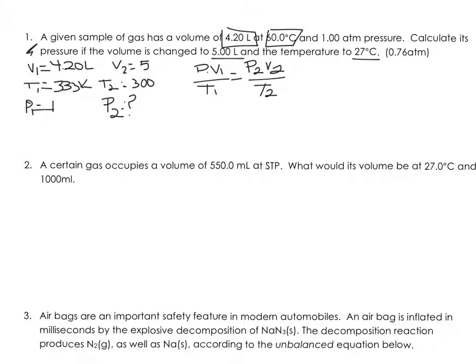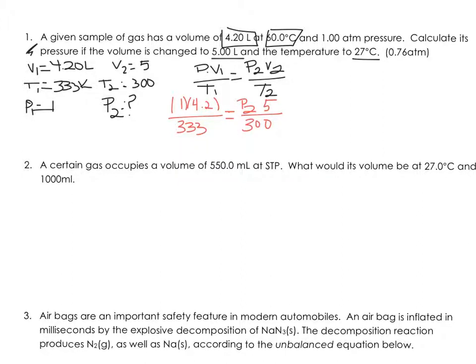All right, now this can be found in the back of your reference table. You don't have to memorize it. So now I'm going to plug in. P1 is 1 times 4.2 over 333 is equal to P2, I'm going to leave it as P2, V2 is 5 over 300.